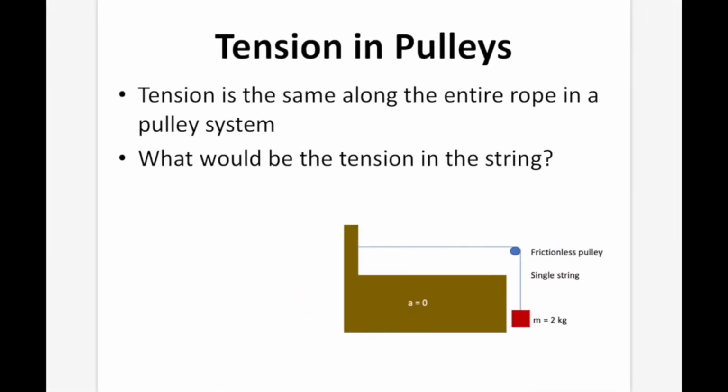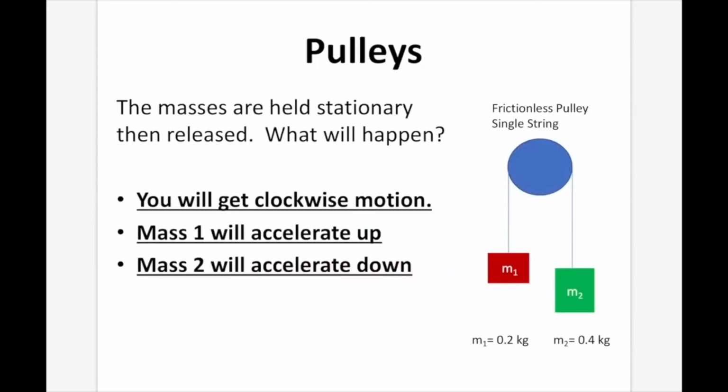Tension in pulleys. Tension is the same throughout the entire rope in a pulley system, like we just talked about previously. So what would be the tension in the string here? Well, since we have a mass of 2 kilograms, you're going to have your Fg value equaling mg, which will equal 2 times 9.8, which equals 19.6 newtons. So since there's a force down of 19.6 newtons, there must be a force up of 19.6 newtons, and there must also be a force left of 19.6 newtons. So the tension throughout the string must be 19.6 newtons, and it's directionless because it depends on where you're looking at it from.